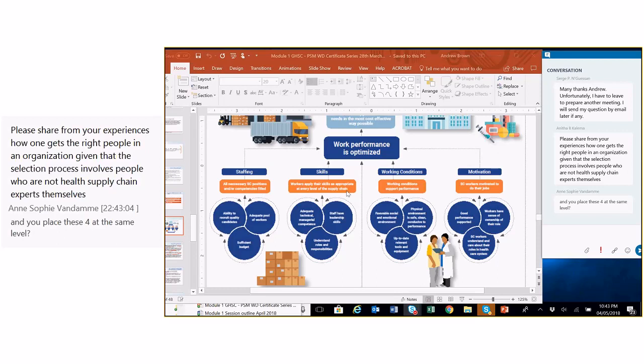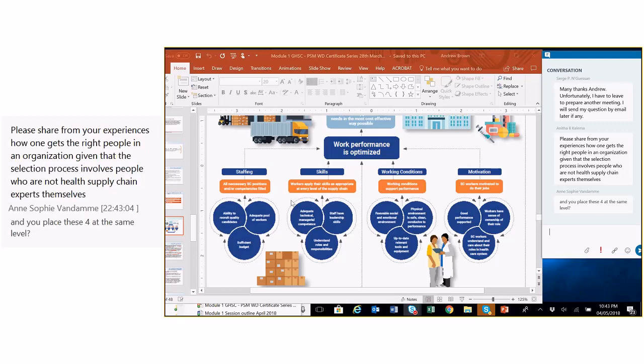These 4 things need to be in place. Now, we've placed them at the same level because they've been given even weighting. If any of those 4 pathways, as we described them, were not present, then you would not have an optimized workforce. You need all 4 to be present. And again, we haven't got time today to go into these in detail, but you'll be given the handouts to have a bit of a look.